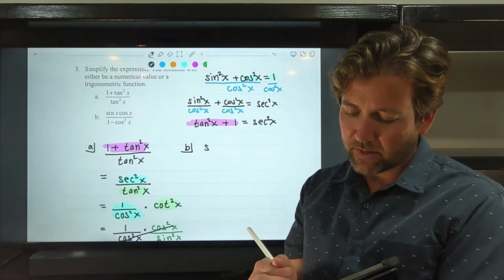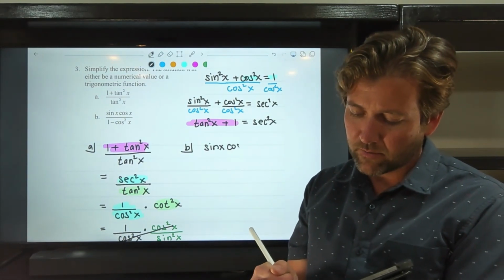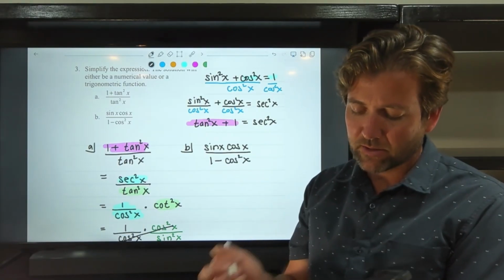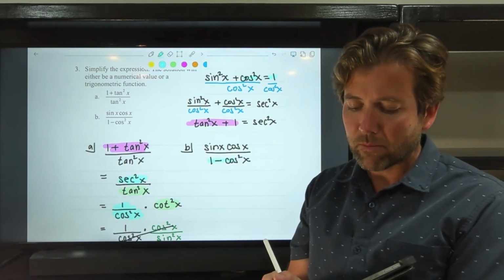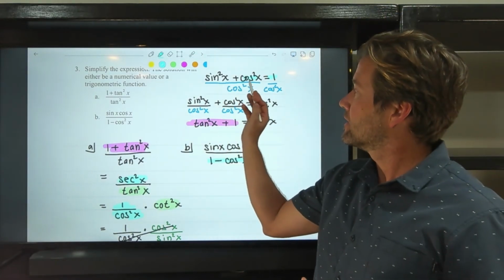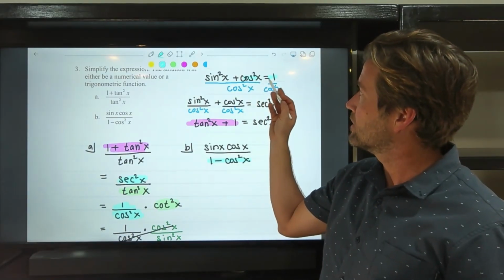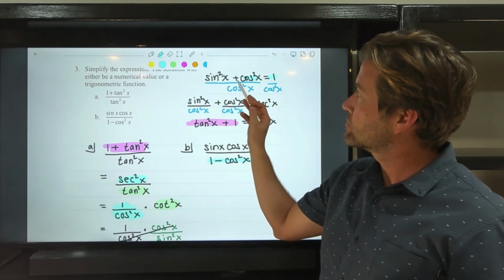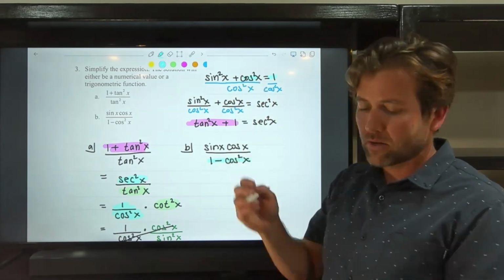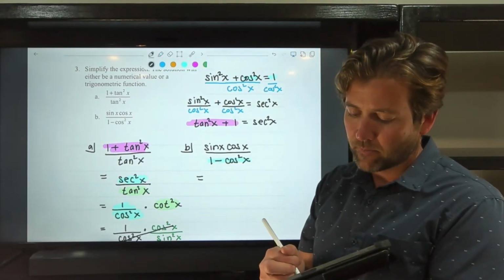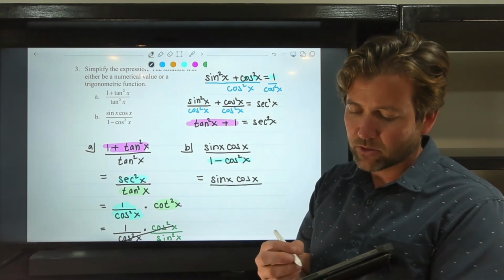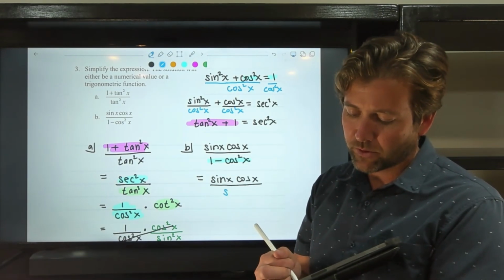So we have sine of x times cosine of x over 1 minus cosine squared x. I hope when you see 1 minus cosine squared x that you recognize that. Going up to our Pythagorean identity, sine squared x plus cosine squared x equals 1. If I subtract cosine squared x from both sides, we get sine squared x equals 1 minus cosine squared x. So I'm going to replace 1 minus cosine squared x with sine squared x.